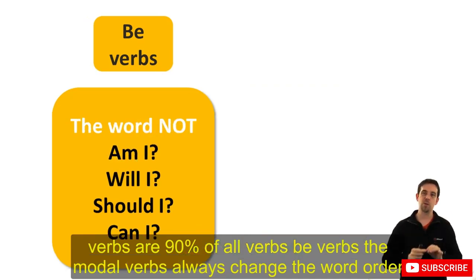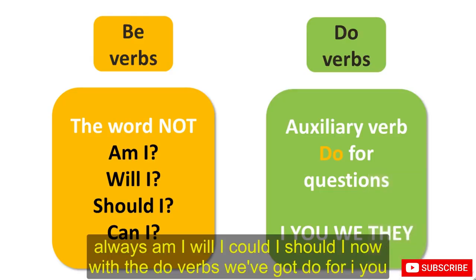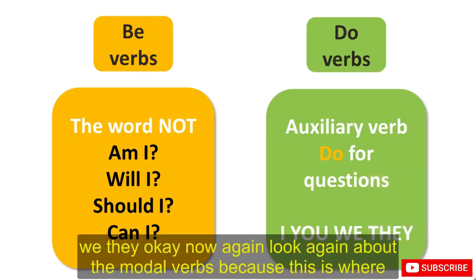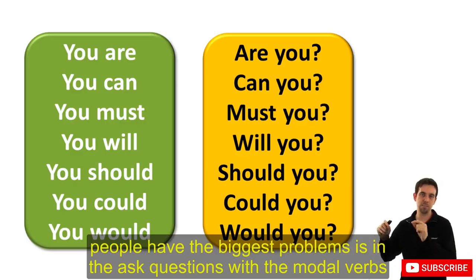Be verbs, the modal verbs, always change the word order. Always. Am I, will I, could I, should I. Now, with the do verbs, we've got do for I, you, we, they. Okay? Now again, look again about the modal verbs, because this is where people have the biggest problems.